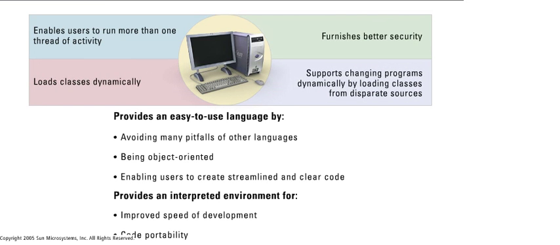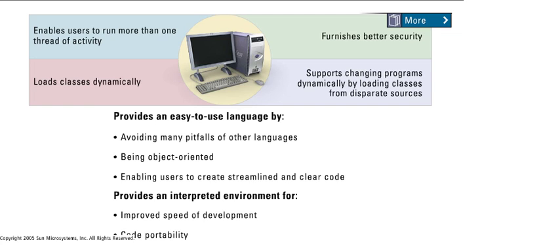For instance, they wanted it to be multi-threaded so that it could carry on more than one task at a time. They also knew security had to be built into it from the beginning. They also wanted it to be able to load its class files dynamically so that programs could be changed easily and be more flexible. They also knew it had to be an easy-to-use language, much easier than the C++ language, which was very popular at the time.